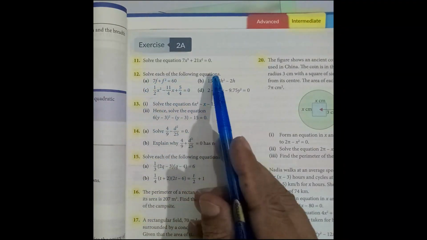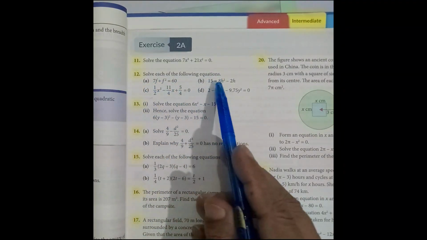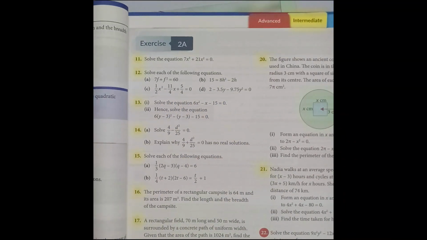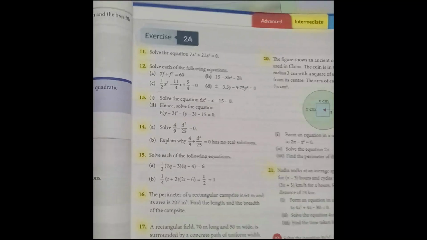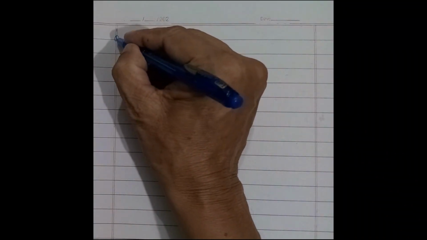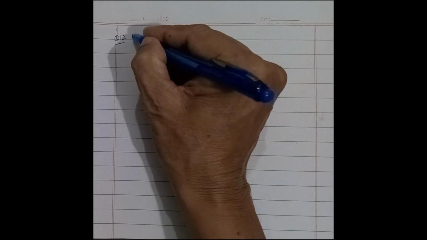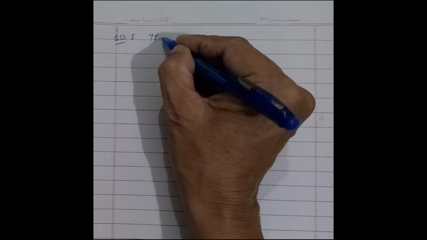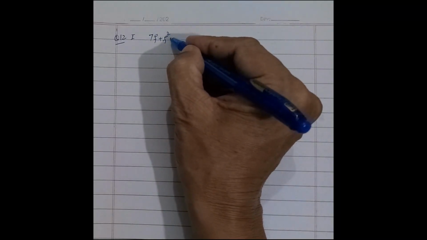Solve each of the following questions. We have different questions and we solve them by a suitable method. Question 12 is, in which part 1 is equal to 7f plus f square is equal to 6.